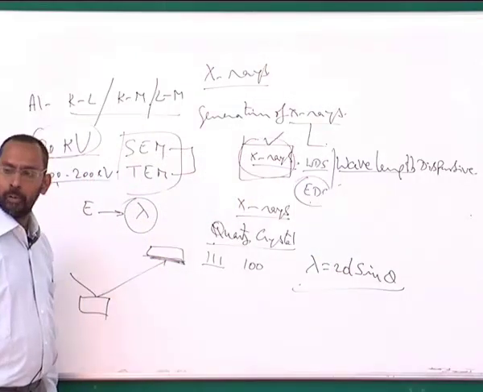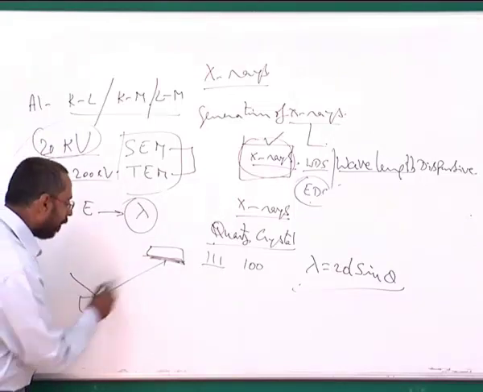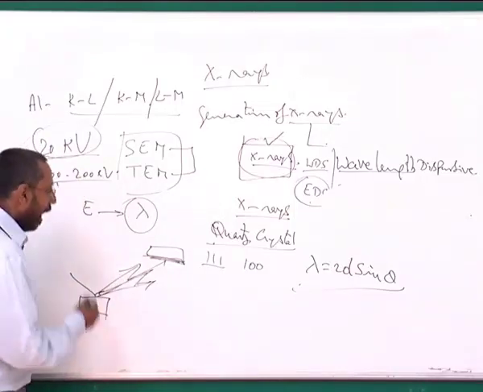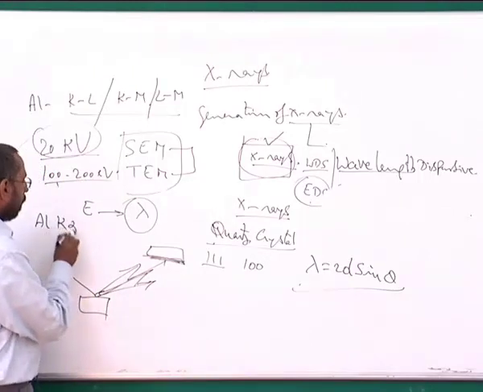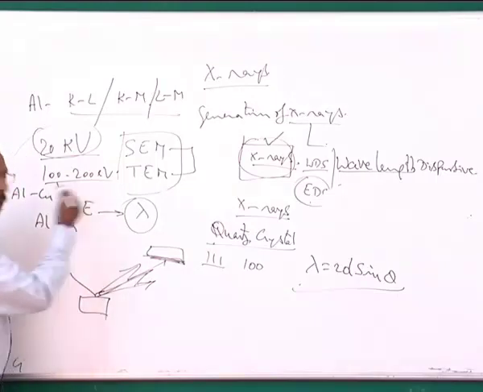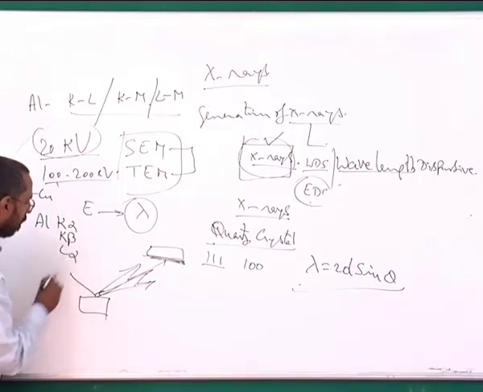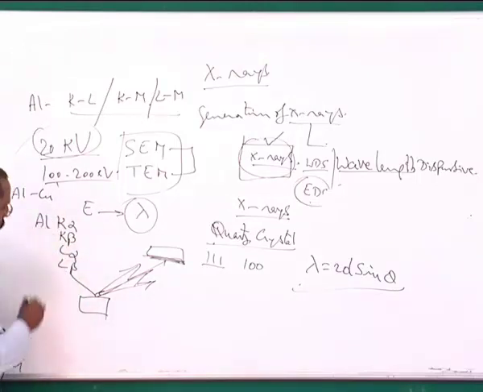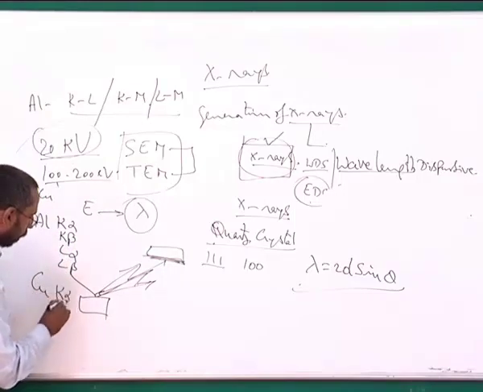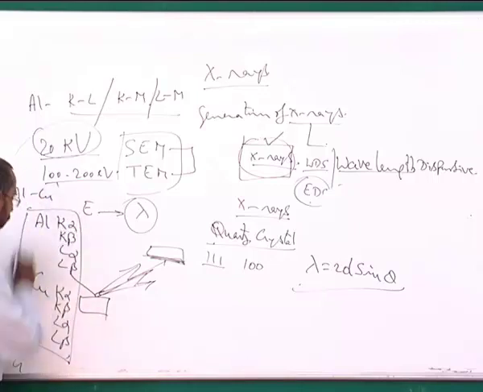Once I know lambda equals 2d sin theta, consider the X-rays coming out, which have different wavelengths. Let us say my material has aluminum and copper. I might be getting aluminum K alpha, aluminum K beta, aluminum L alpha or L beta, and so on. Similarly for copper, I may be getting copper K alpha, copper K beta, and L alpha and L beta. So all these, let us say all these 8 radiations, are of fixed wavelengths.